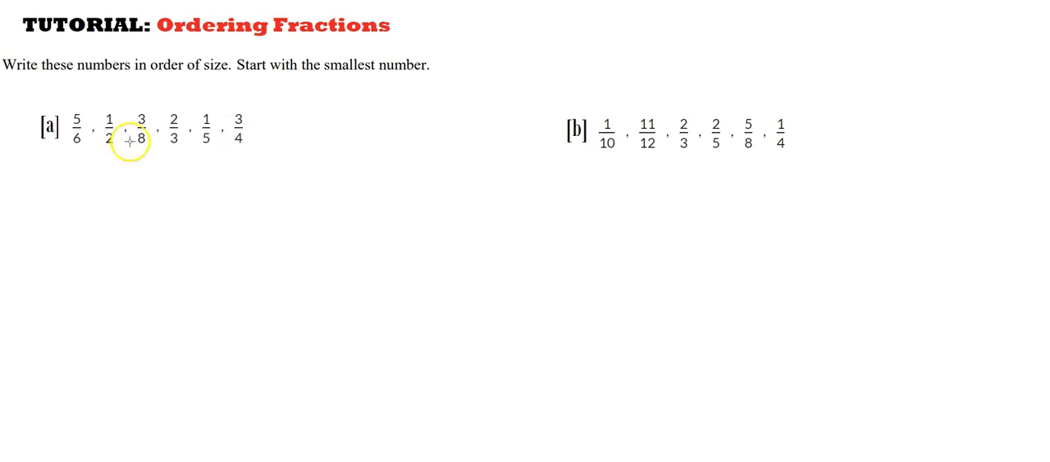Okay, so we're going to divide these groups of fractions. We're going to split it up into fractions which are bigger than a half and fractions which are smaller than a half. So 5/6 goes on the big side, a half goes smack bang in the middle, 3/8 is definitely less than a half, 2/3 is greater than a half, 1/5 is less than a half, and 3/4 is greater. Okay, so definitely a half is going to be in the middle.